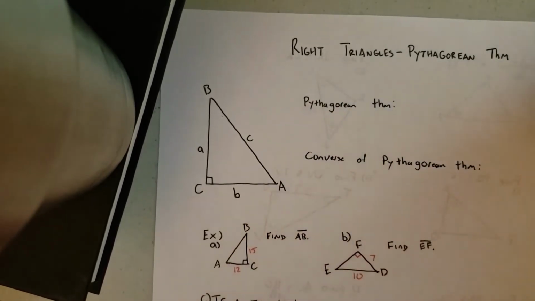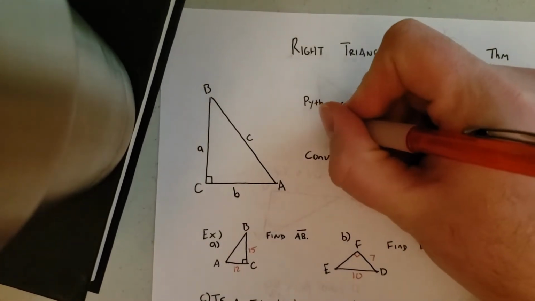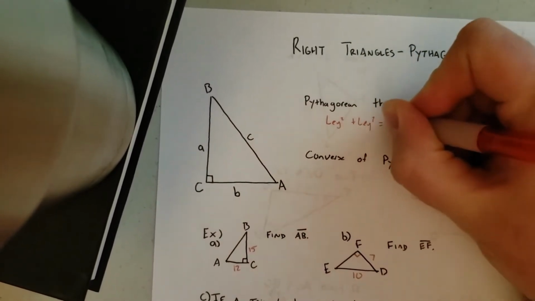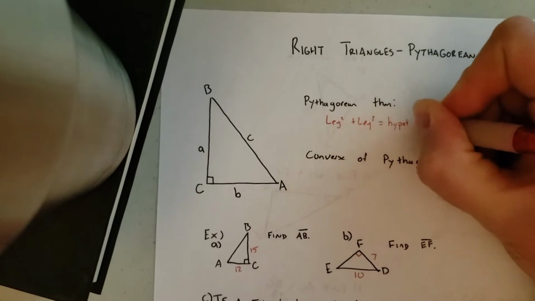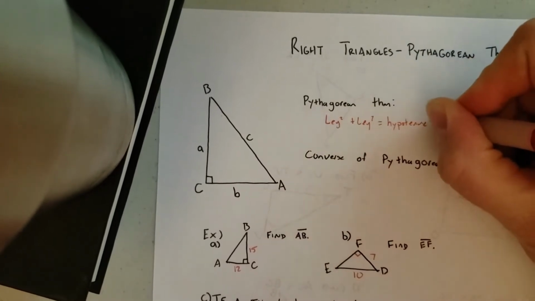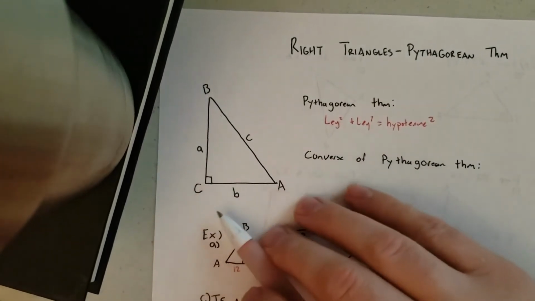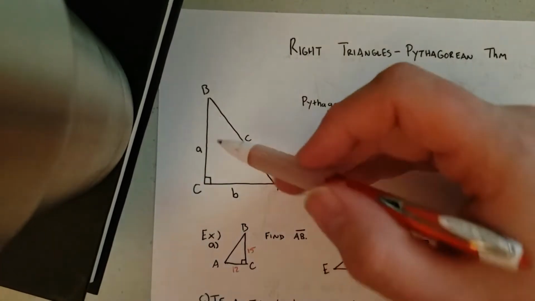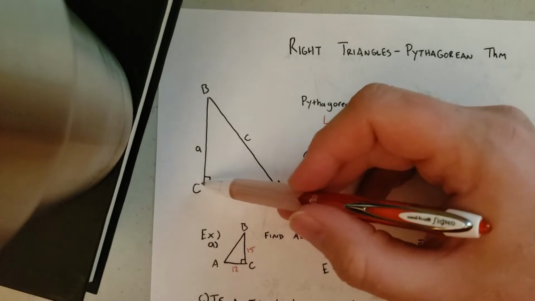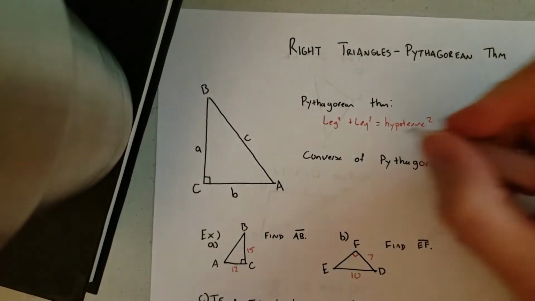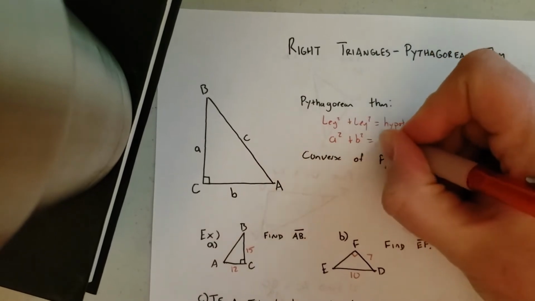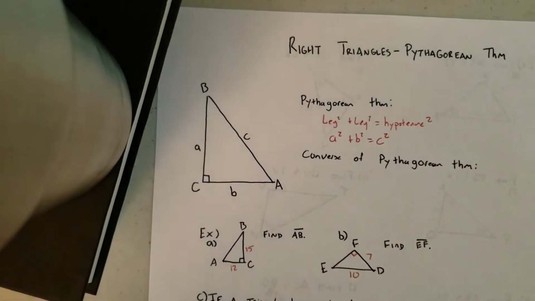What this theorem is, as a review, is the leg squared plus the leg squared equals the hypotenuse squared. So if I look over at my graph as my example, what sides are my two legs? They're the ones that form the right angle. So in this case, it's going to be a squared plus b squared equals c squared.